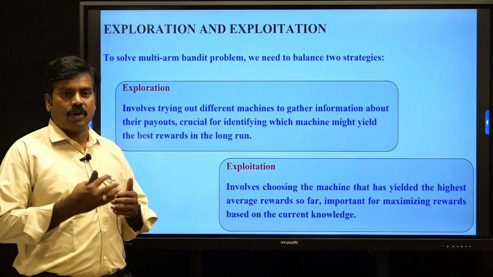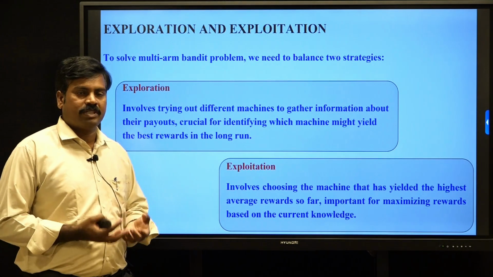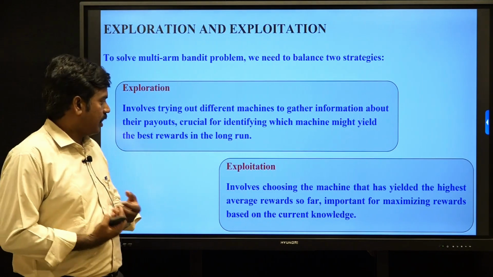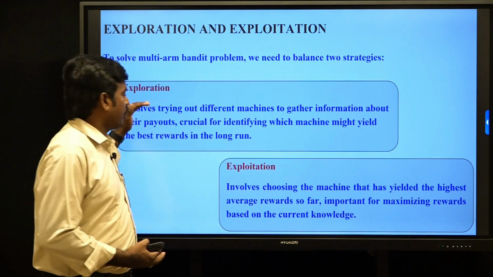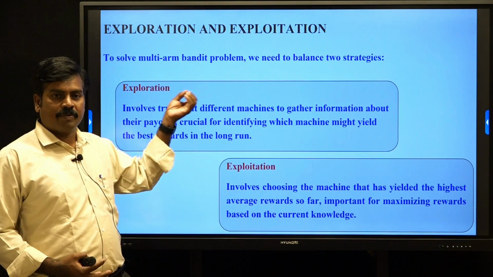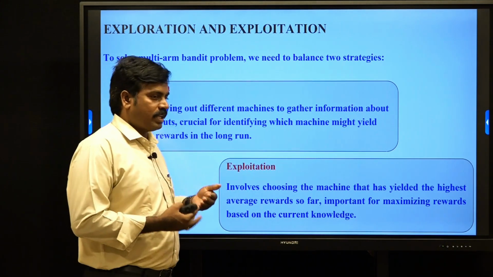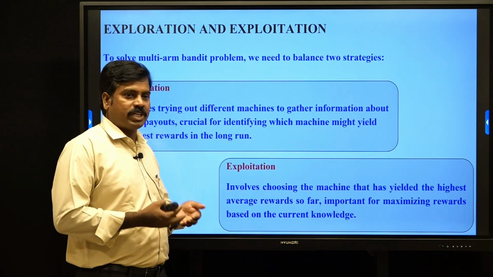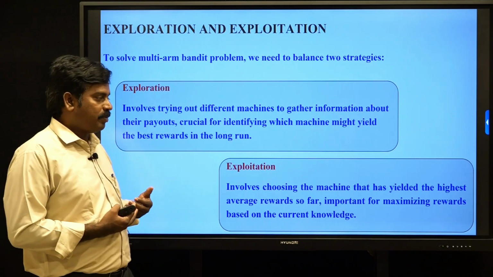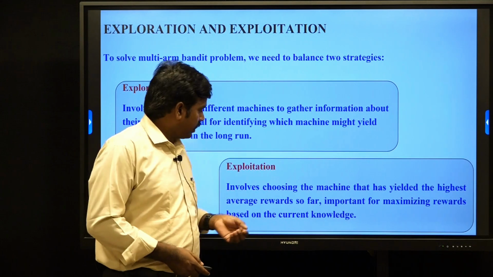Exploration means we find out the new machines' payouts, and exploitation means choosing the highest payout machine. Exploration is acquiring knowledge by opening every machine and finding out the payouts. Exploitation is using the knowledge we have, from the machines we have opened, and based on that information we choose the best reward machine. That is exploitation.